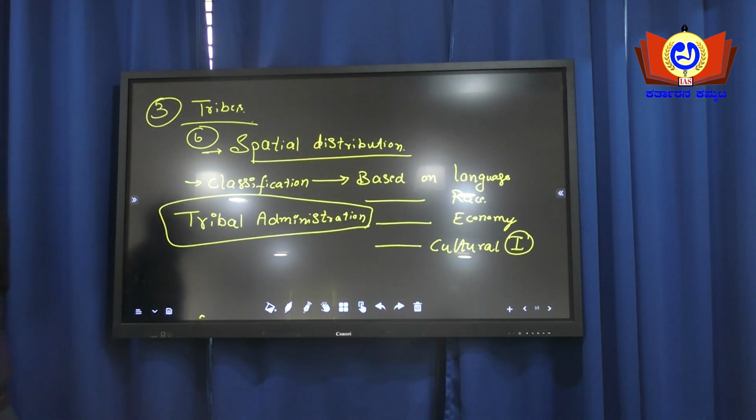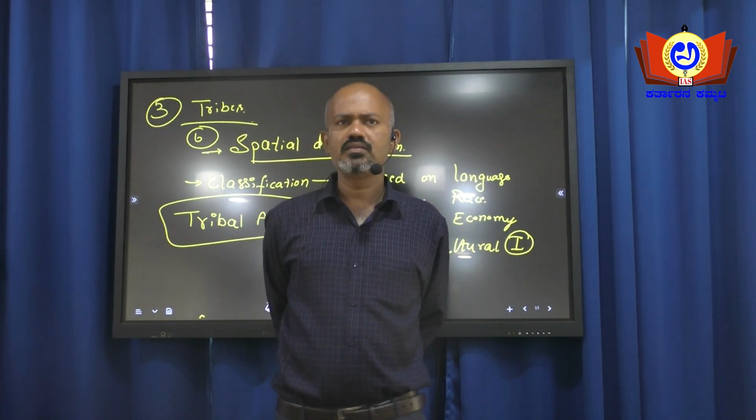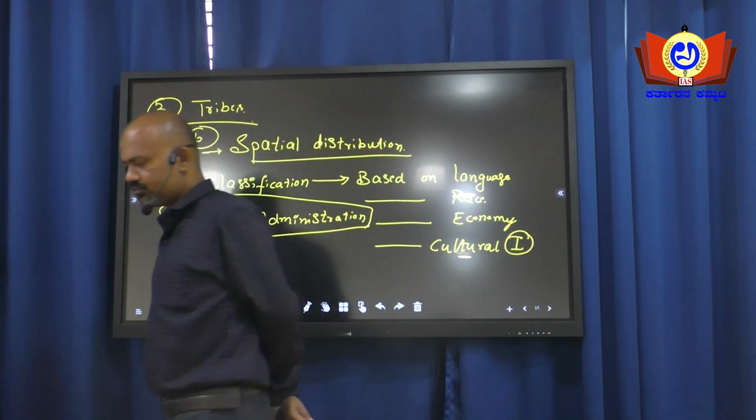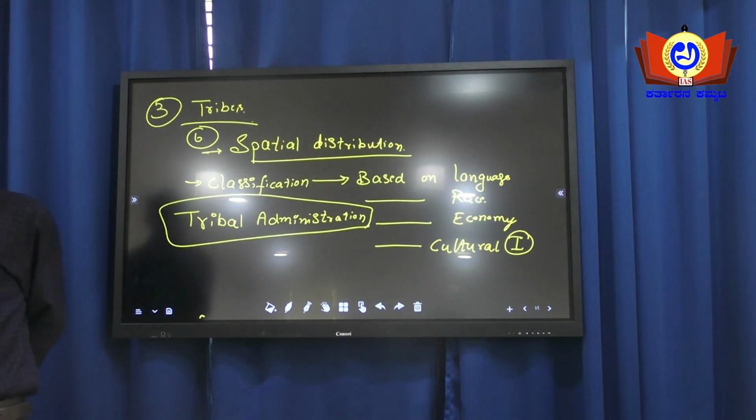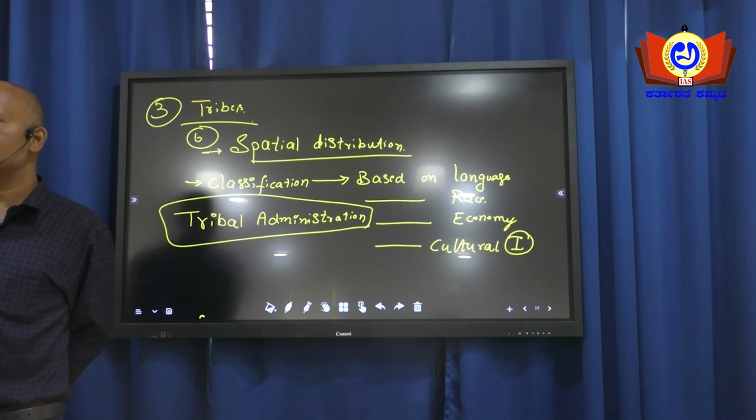Next, we'll study the problems of the tribal community. What are the problems of the tribal community? The first and major problem is land alienation. Land grabbing by other groups is a big headache for them. Even the government will grab land for developmental purposes, so many protests are going on. So land alienation is a big problem.